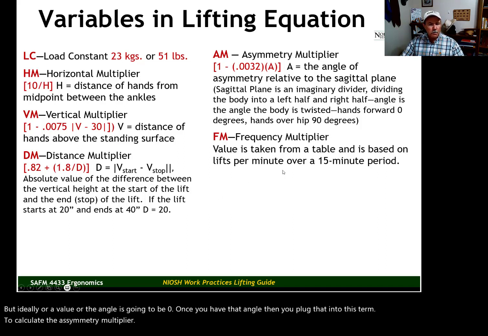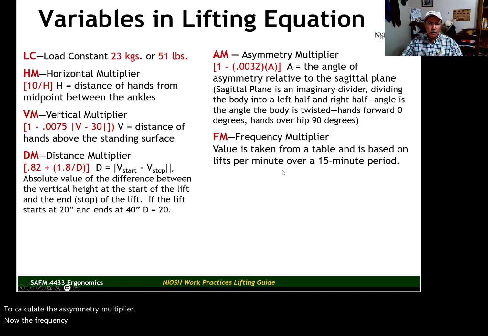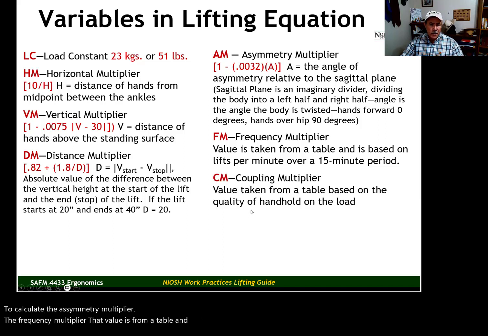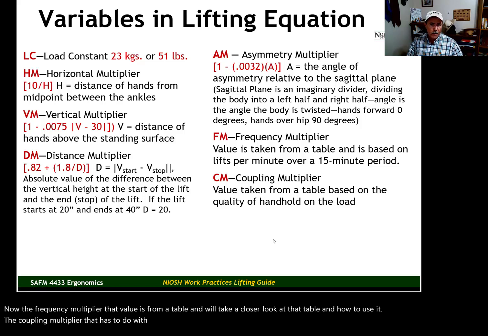Now the frequency multiplier, that value is from a table, and we'll take a closer look at that table and how to use it. The coupling multiplier has to do with the quality of the grip, how well the worker's able to grip the object they're lifting. That is also taken from a table, which we will look at.